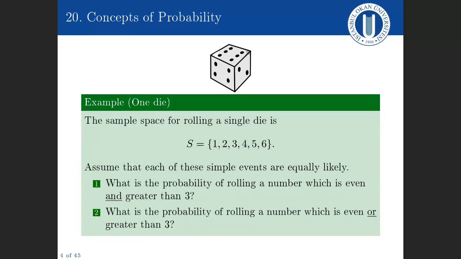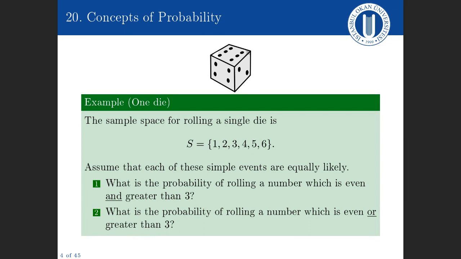For example, let's suppose we have one die. We're going to roll this. This die has the numbers 1, 2, 3, 4, 5, 6 on it. So the sample space is the set containing the numbers 1, 2, 3, 4, 5, and 6. We're going to assume that each of these simple events is equally likely. So the probability of getting each number is 1 divided by 6.